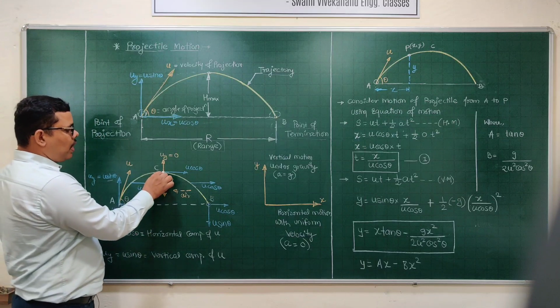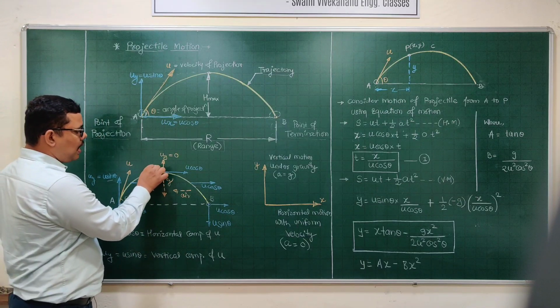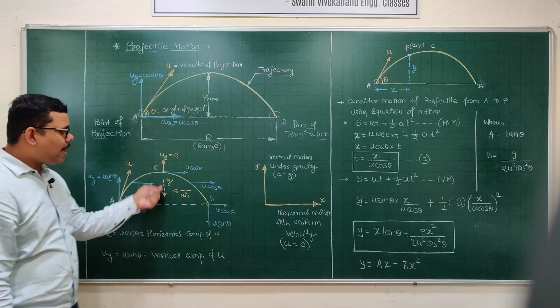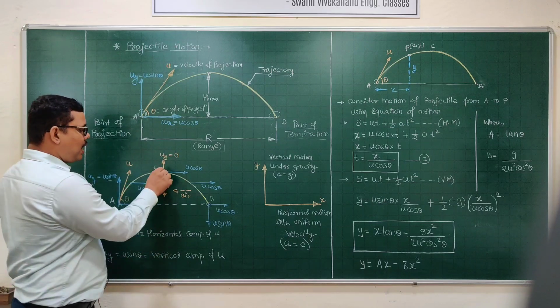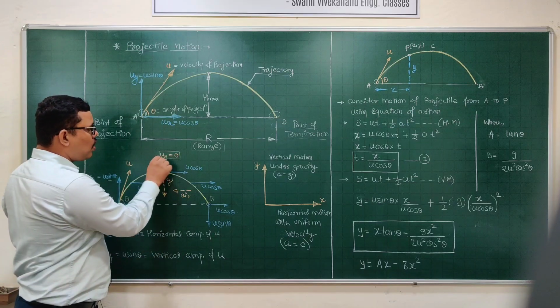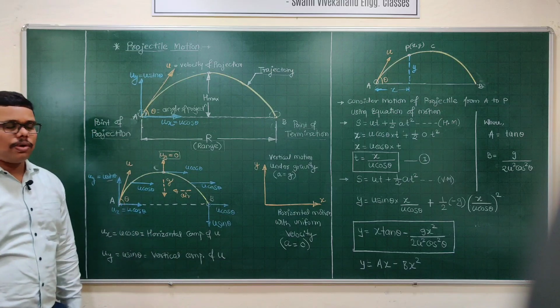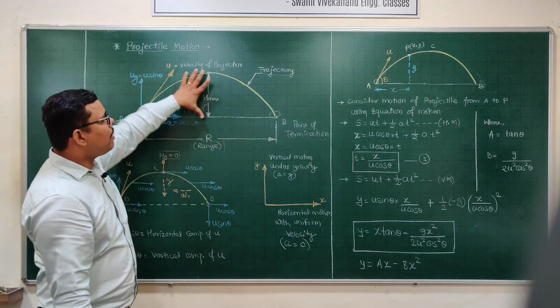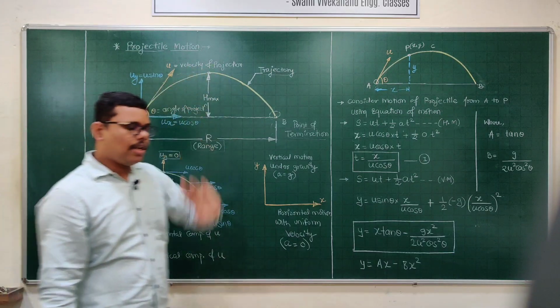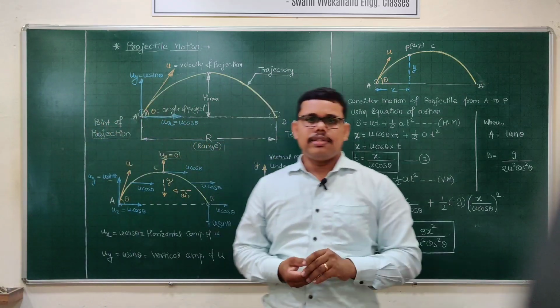At the topmost point, here I consider this point as C. At this point, it attains the maximum height. So at this point the vertical component of velocity becomes 0. Simple logic: where the maximum height is, there the vertical component of velocity is 0.